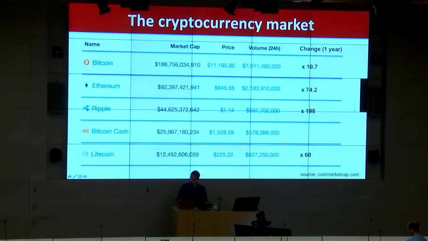You can see that I listed the changes in the last 12 months. These are not measured in percentages. These are multiples, factors that these things have gone up by. So Bitcoin has gone up by a factor of 10. Ripple has gone up by a factor of close to 200. Just so you realize, if you had bought $1,000 worth of Ripple a year ago, today you would have $200,000. What's $100,000 between friends?